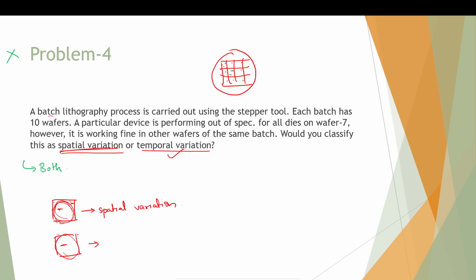When it is across two different samples that were temporally separated, so I processed this first, then I processed this, maybe the humidity became out of spec by the time I processed the second wafer. Because of such reasons, it is called temporal variation, variation across wafer to wafer. But in the same sample or same reticle or same wafer, when I see variation due to the same device being at different spatial locations, then it is spatial variation.